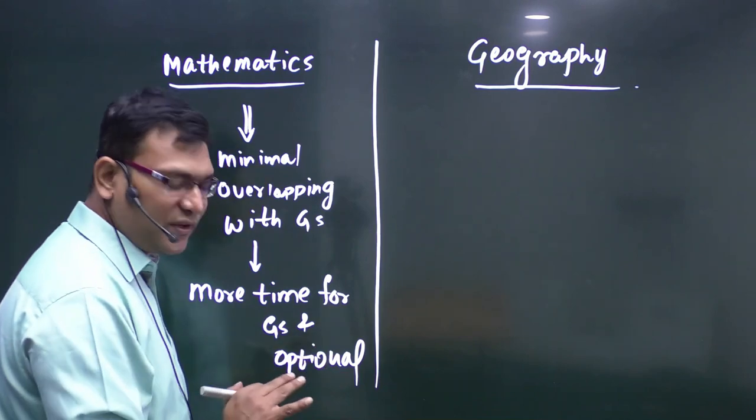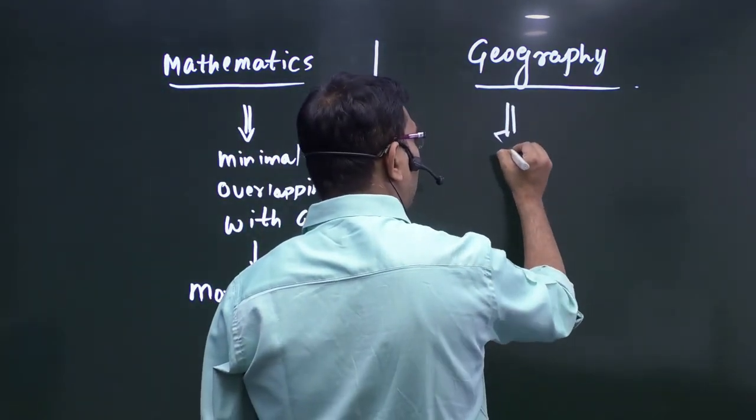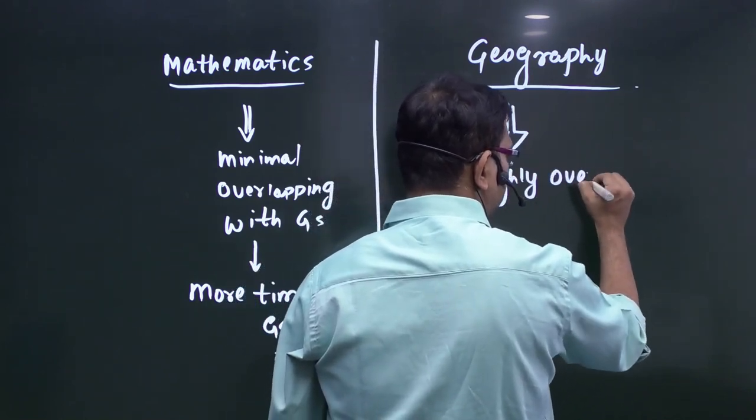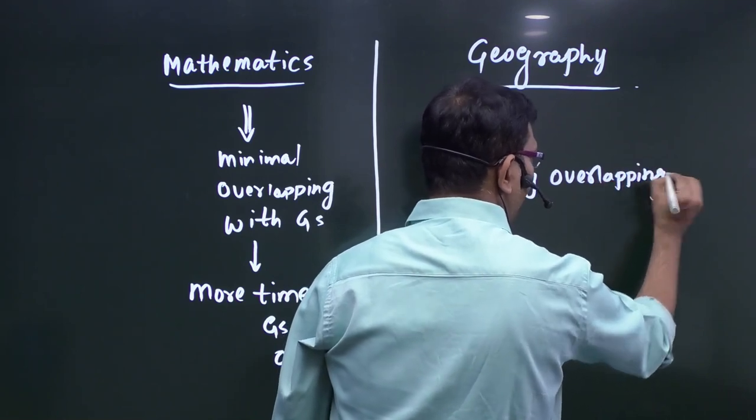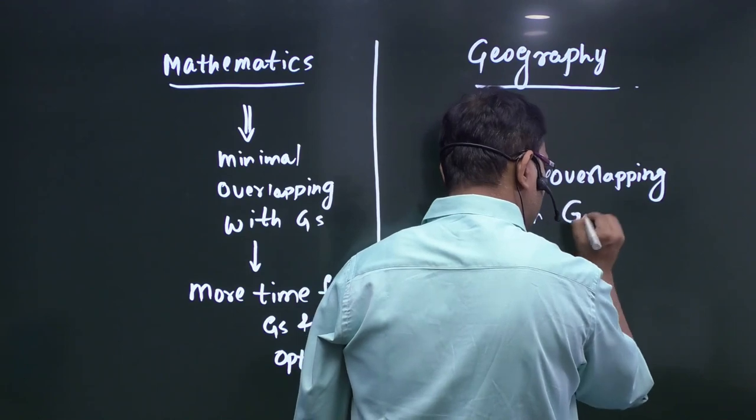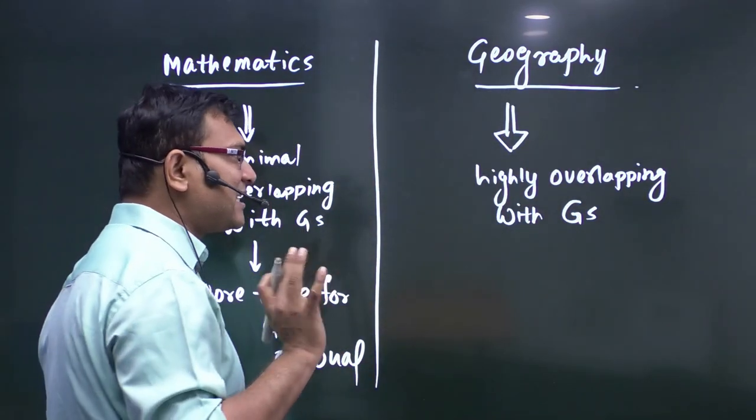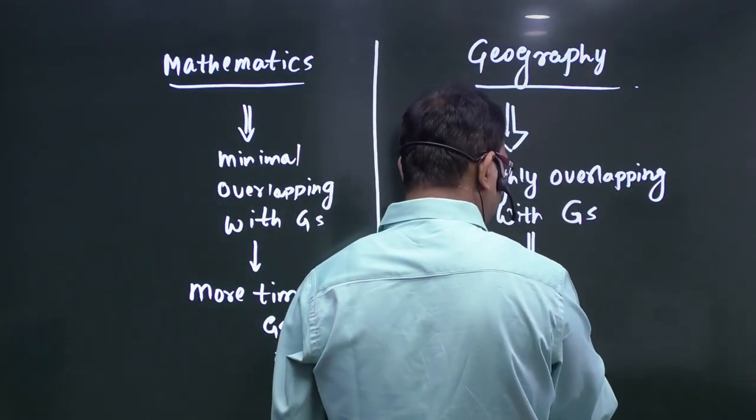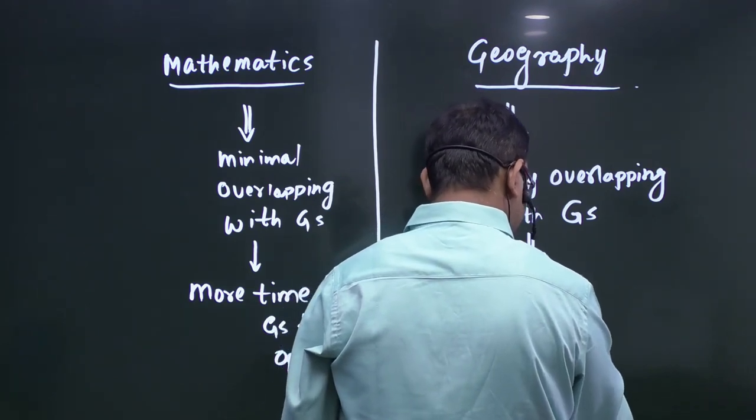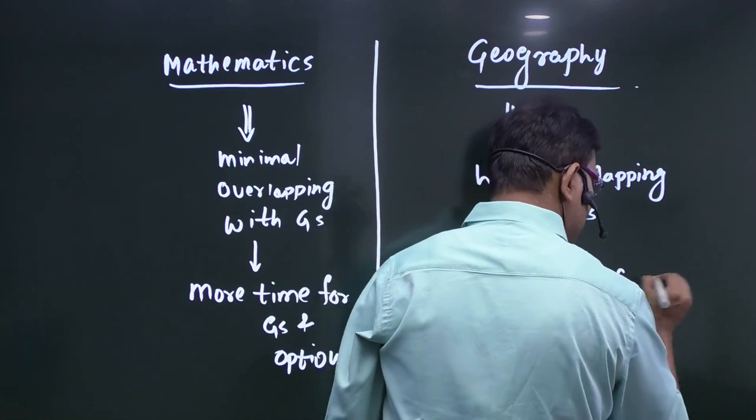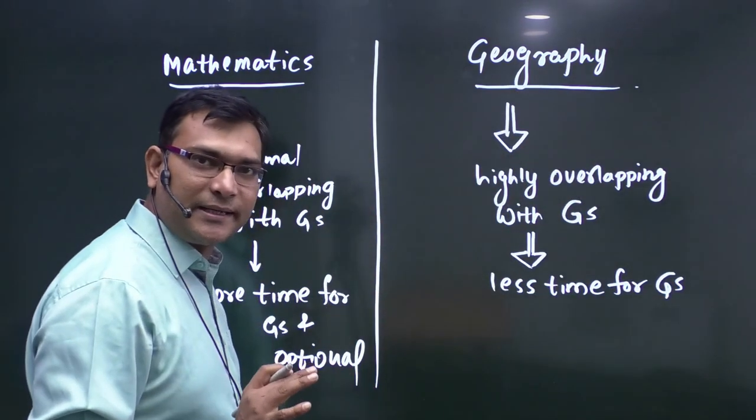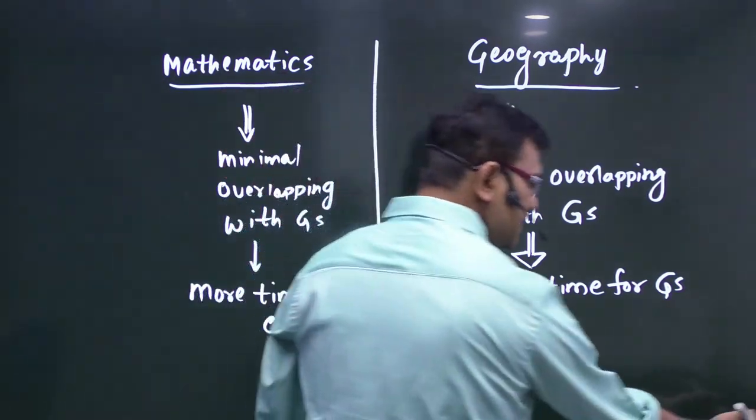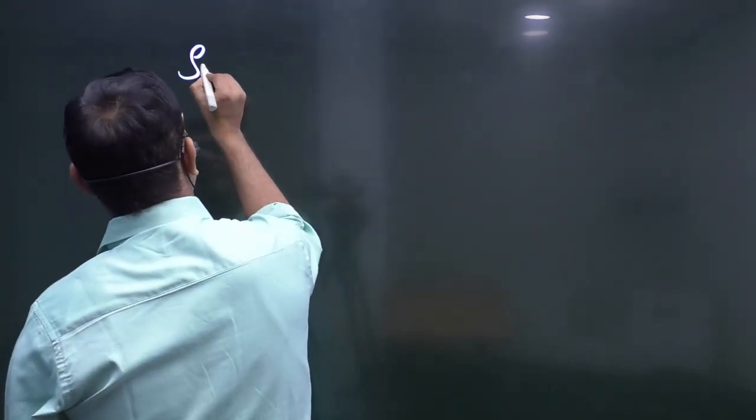Suppose you have taken geography as an optional. Can I say it has high overlapping with the GS? With general studies, it is highly overlapping. That is the main thing. So you have to dedicate less time for GS preparation. Which is better, you have to decide. And now we will see what we mean by scientific in nature.